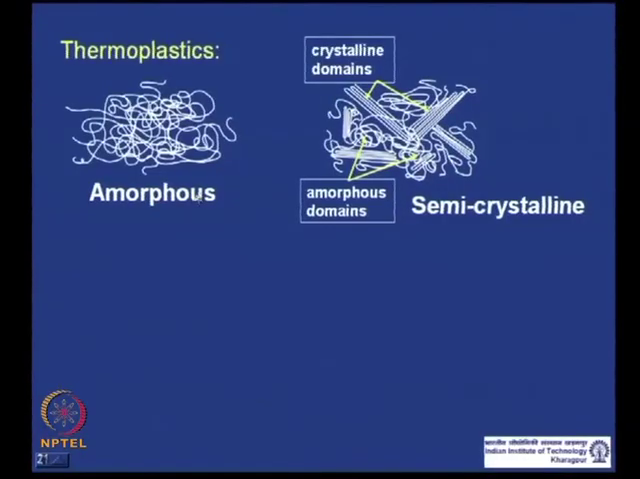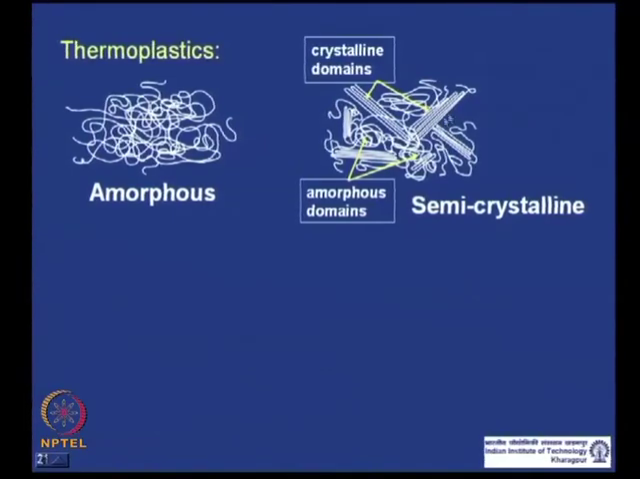Thermoplastics can be amorphous or semi-crystalline. In amorphous polymers, the long polymer chains are placed randomly with no order, and in crystalline polymers, you have the chains placed like in a crystal, with a definite order. We know in a crystal, the molecules are arranged in a definite order.